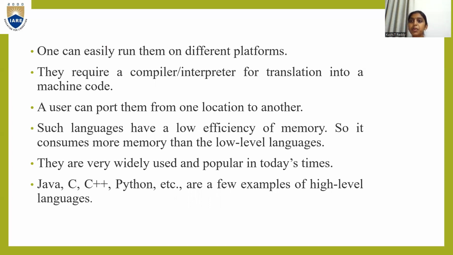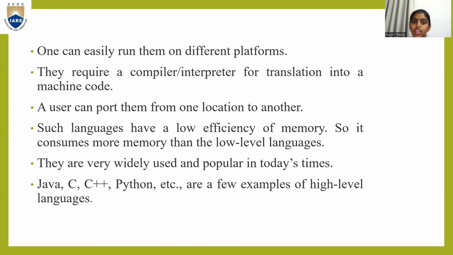The main difference between a compiler and an interpreter is that a compiler converts the whole program at once, whereas an interpreter converts the program line by line. So line by line it converts, and the errors are given line by line. So this is the main difference. You can use either a compiler or an interpreter for translation of a high level language to machine code.